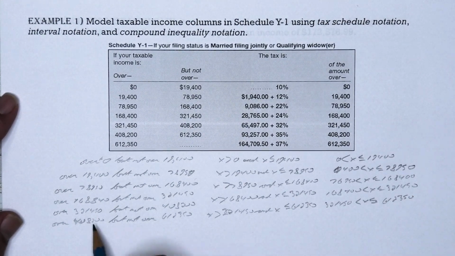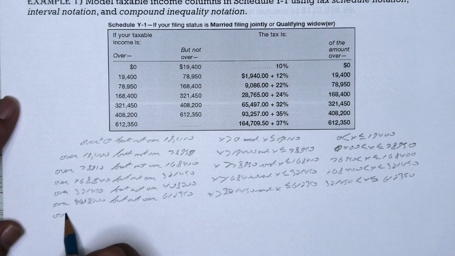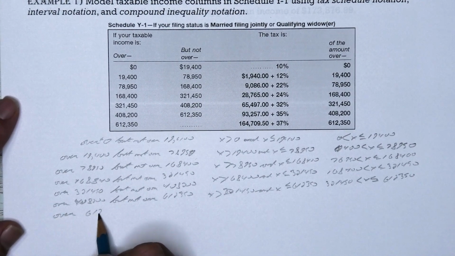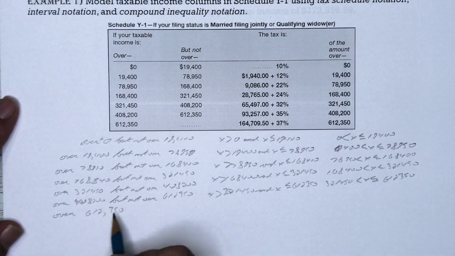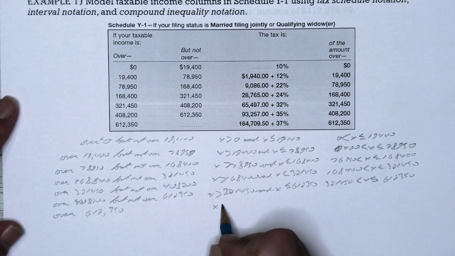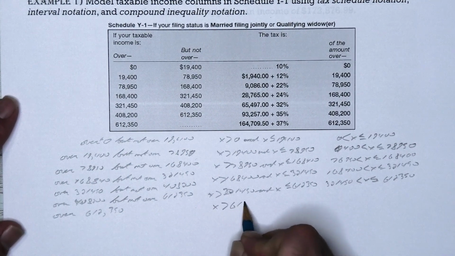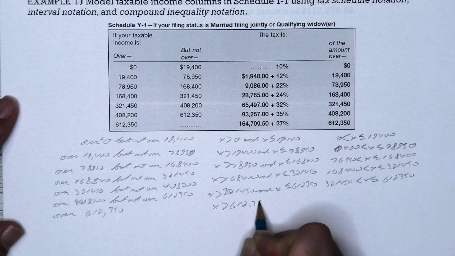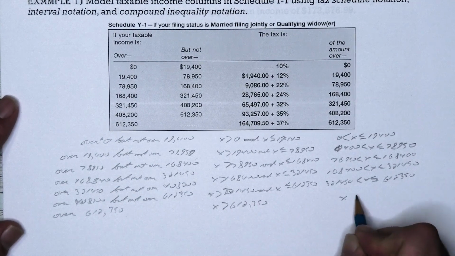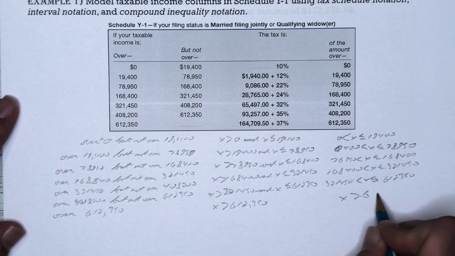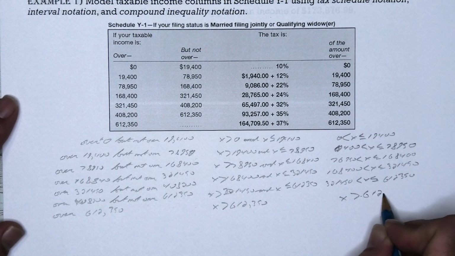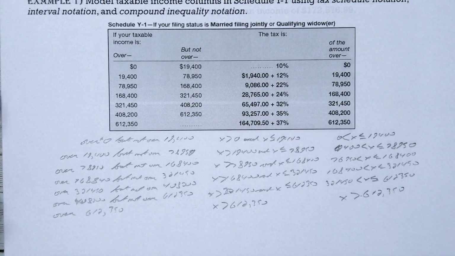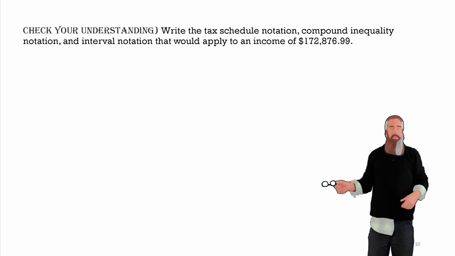In this case, we're looking at everything that is over $612,350. There's no end to it, which simply means that x must be greater than $612,350, which is the same when it comes to interval notation: x is greater than $612,350. Let's check our understanding of this.